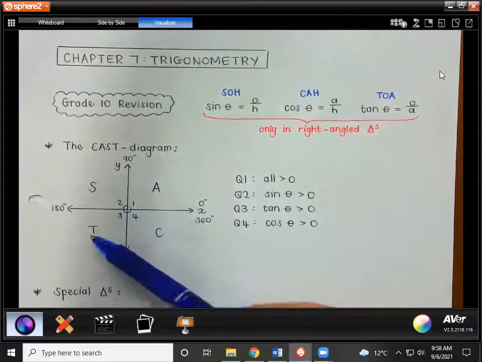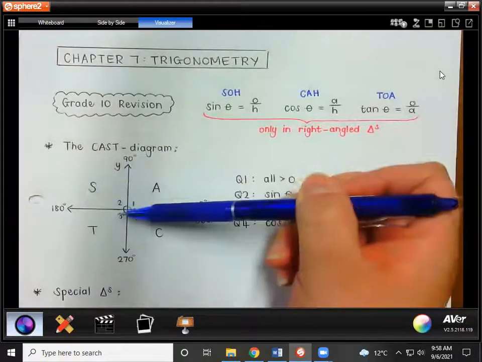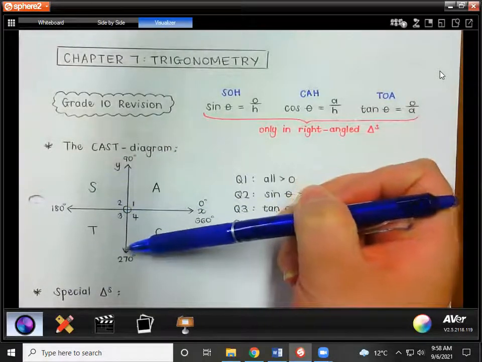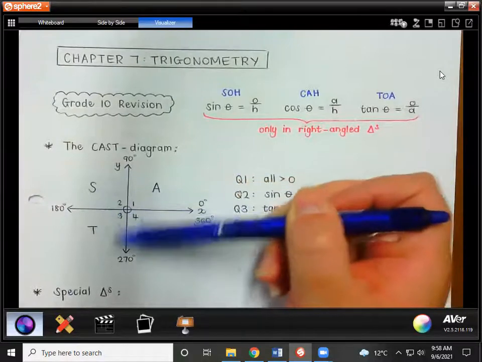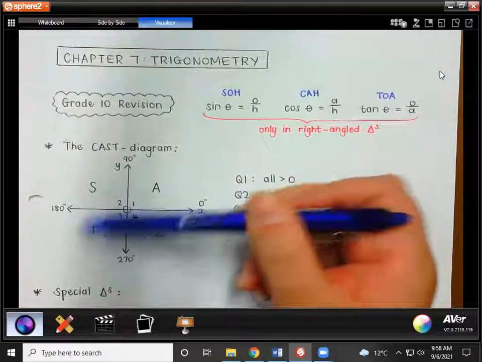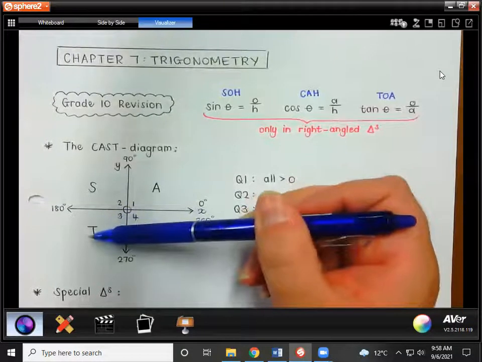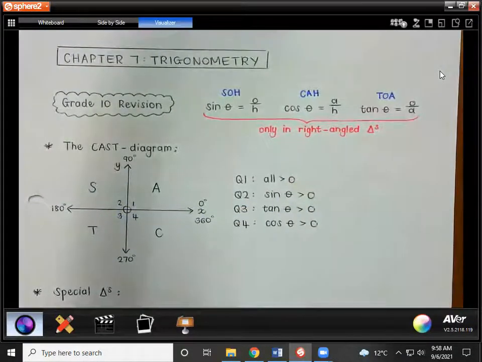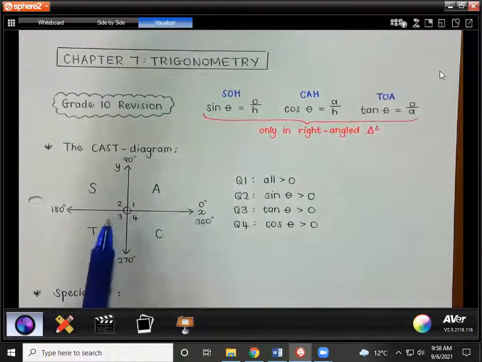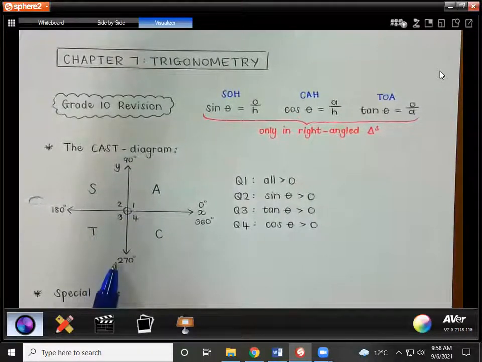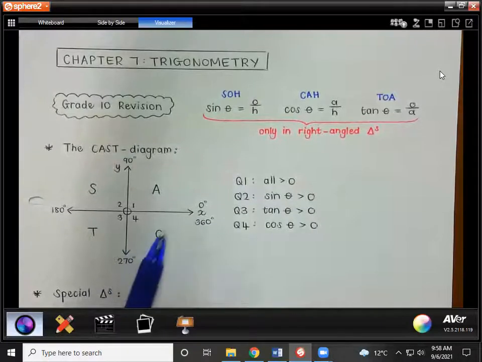All right, quadrant 3, here we have negative x values and negative y values. Do we see that? Negative x values and negative y values. Over here, only tan is positive. Sine and cos will be negative. And then the fourth quadrant, we have positive x values but negative y values. In the fourth quadrant, only cos is positive. The other two will be negative.